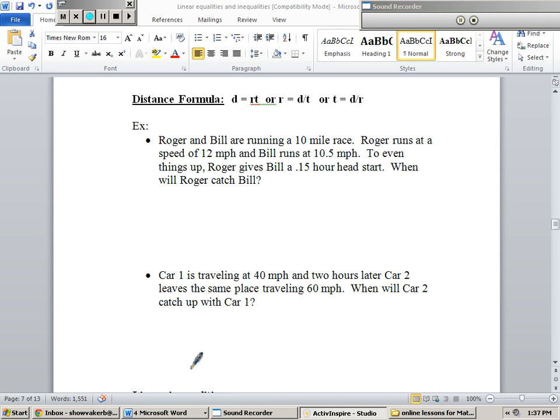Move my 60x. Move my 80. Negative 20x equals negative 80. Divide by negative 20. x is 4 hours when car 2 will catch up with car 1. Now, if I would have called this x and this x minus 2, I would have gotten the answer of 6 hours. Then I would have had to go back and subtract 2 hours off, since I want to know how long it takes car 2 to catch car 1, not how long was car 1 on the road. So be careful that you set it up correctly, or make sure that you answer the correct answer.